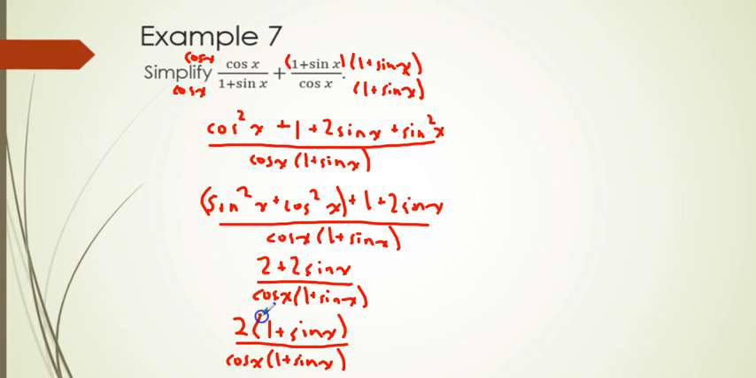But at this point, you can see now that the 1 plus sine of x will cancel out. So now I can mark them out and just write that my final answer is equal to 2 over cosine. And remember, the reciprocal for cosine is equal to secant. So this would be 2 times secant of x.